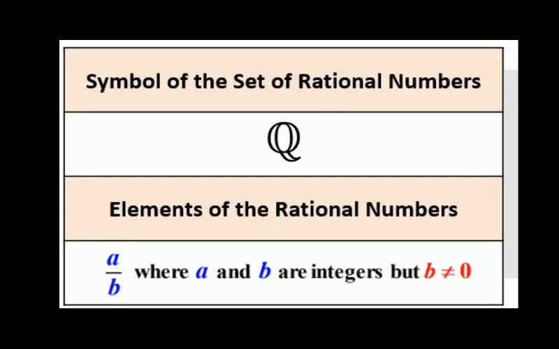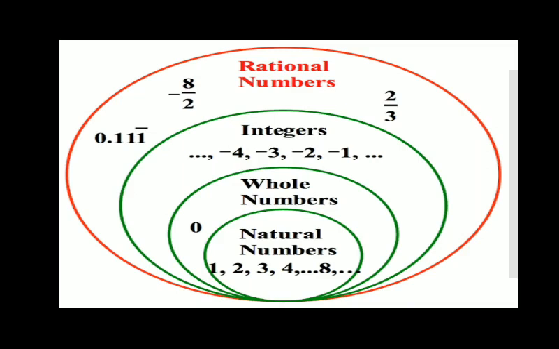Next, rational numbers are denoted by Q, which is the ratio of integers. That means this set includes all the numbers which are in the form of a by b, where a and b are integers and b is not equal to 0. As you can see in this picture, all the natural numbers belong to whole numbers. All the whole numbers, that is 0 and positive numbers, belong to integers. And all the integers, that is negative numbers, 0 and positive numbers, belong to rational numbers. In rational numbers, we have fractions also.